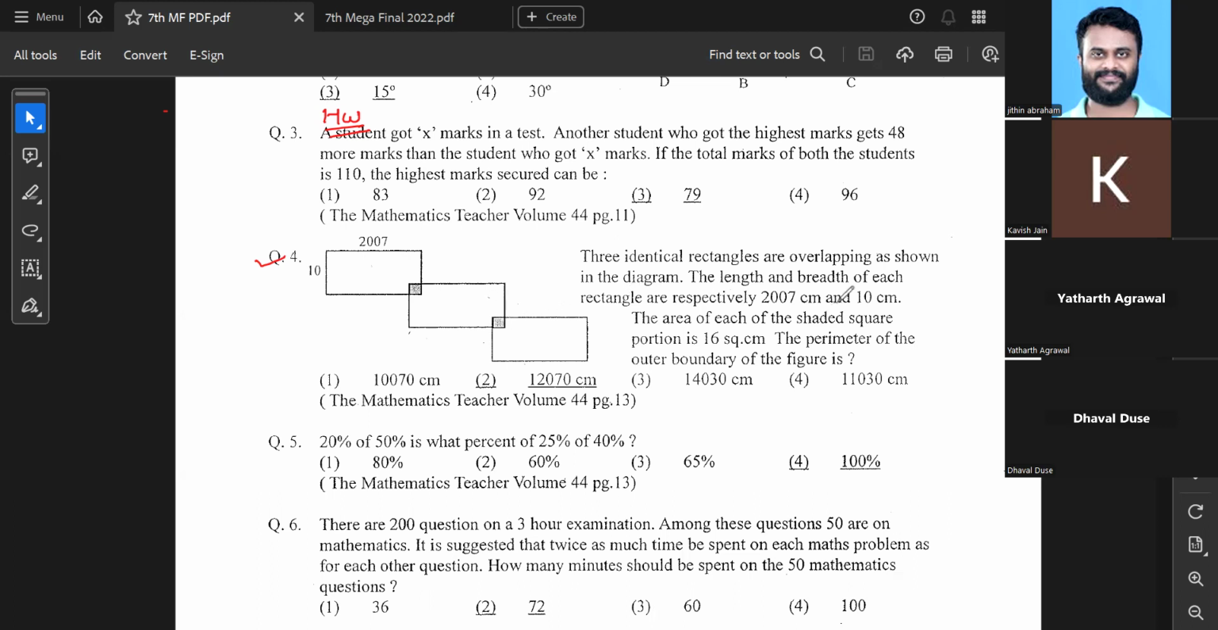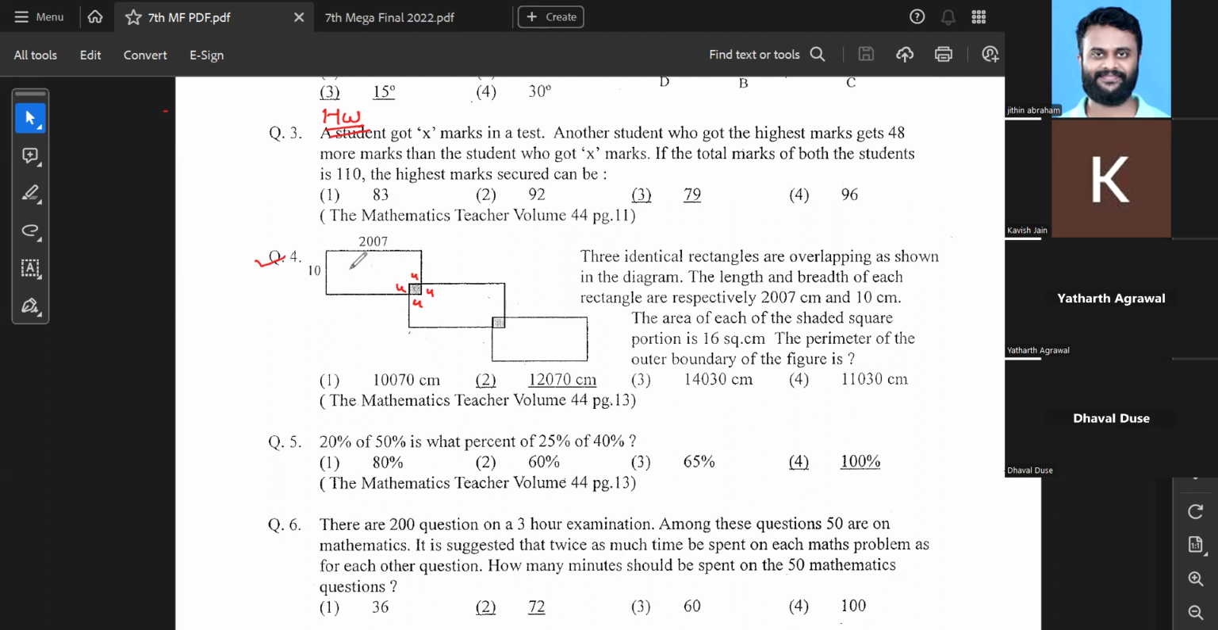Fourth question: 3 identical rectangles overlapping as shown in the diagram. The length and breadth of each rectangle is 2007 and 10 respectively. The area of each shaded square portion is 16. If the square portion's area is 16, which means this is 4 and 4. Everywhere it is 4 and 4. The perimeter of the outer boundary of the figure is how much?